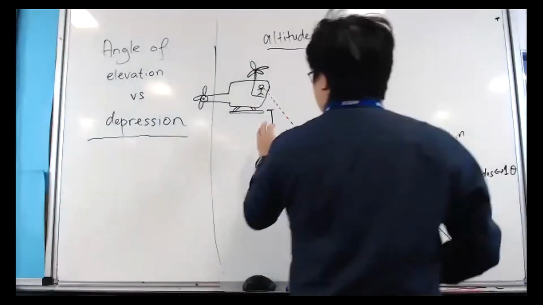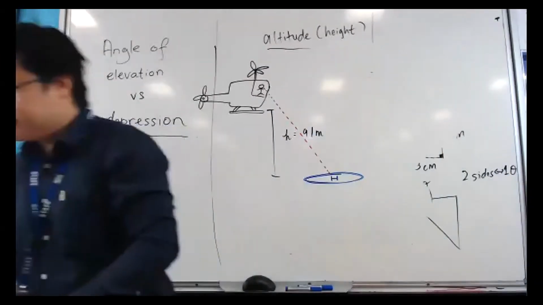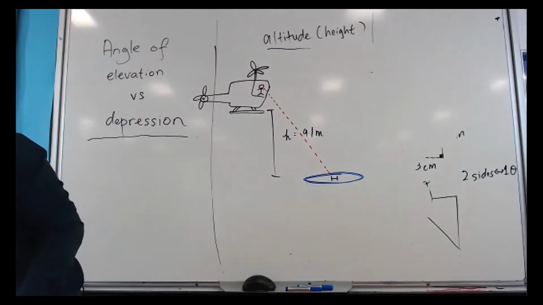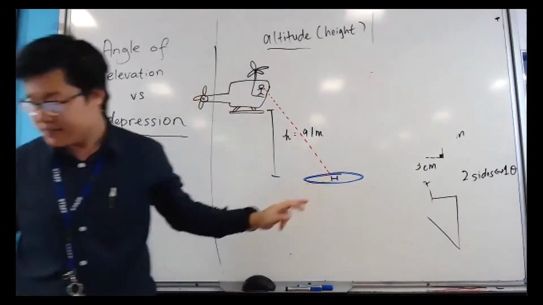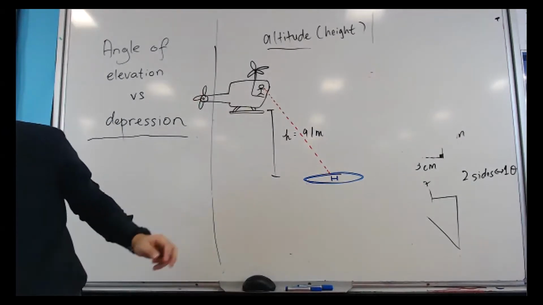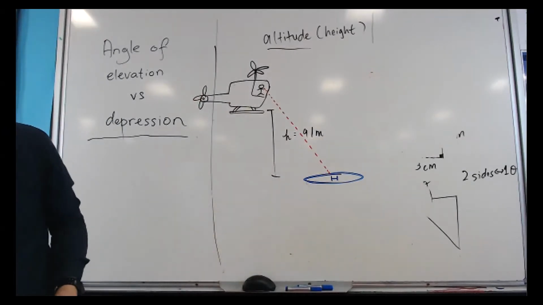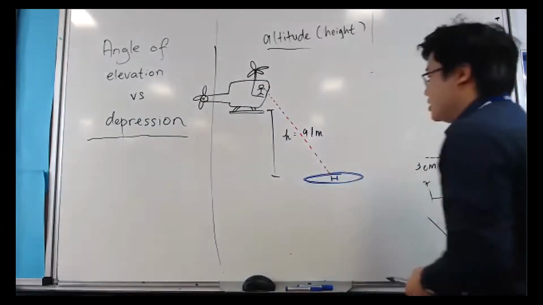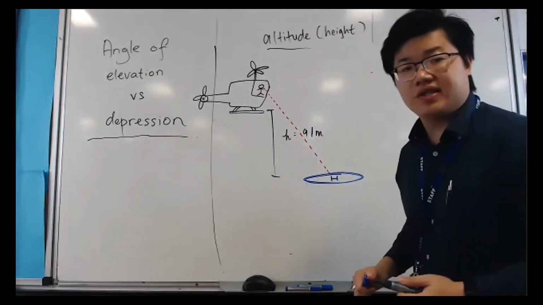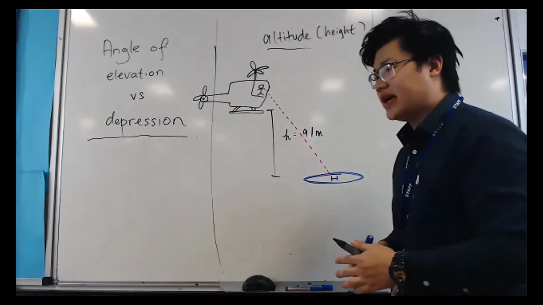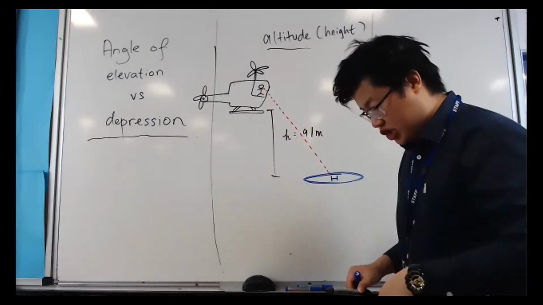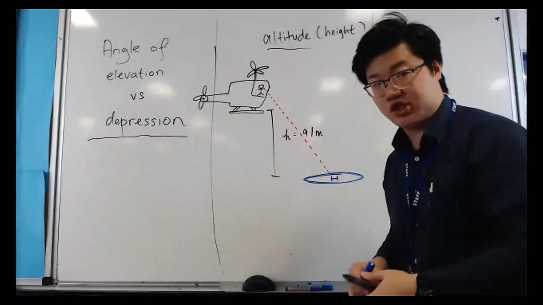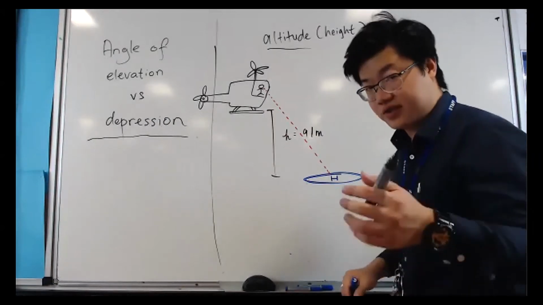Okay, so now, what was the question again? It says it sights the middle of the landing pad, can you see that? At an angle of depression of 16 degrees. Now, Norman, angle of depression of 16 degrees, what does that mean? It means that when the pilot is looking downwards, the angle of depression, the theta, is how much? 16 degrees, very good.